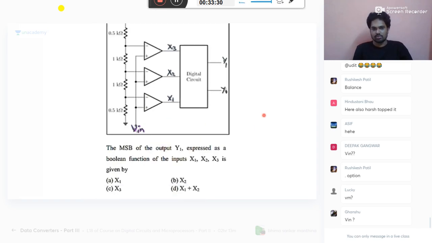Now you have some circuit in between. Earlier we had an encoder. Similarly, you have some circuit, name we don't know. The MSB of the output is Y1, as expressed as a Boolean function of the inputs X1, X2, X3, is given by. What is the answer?